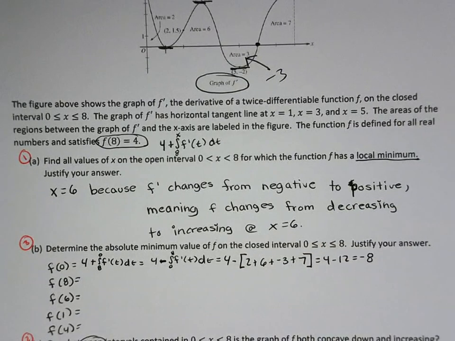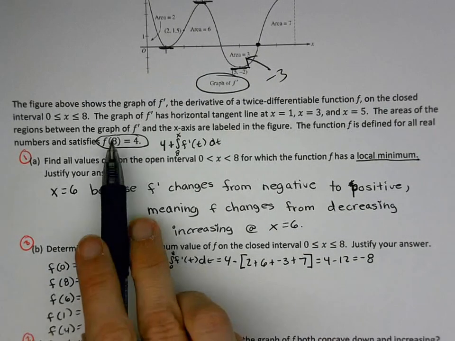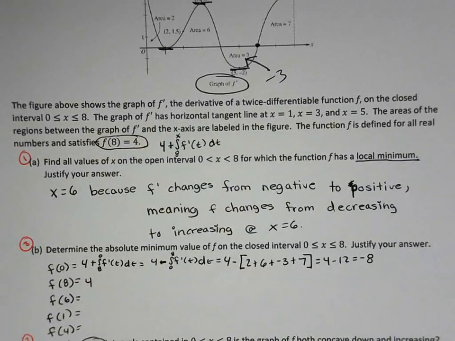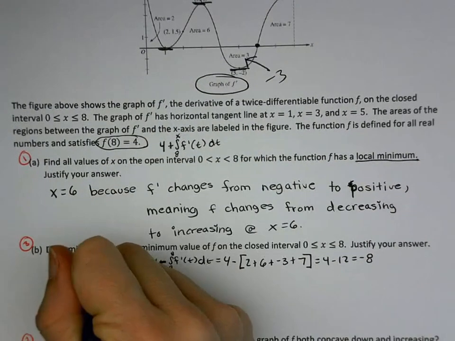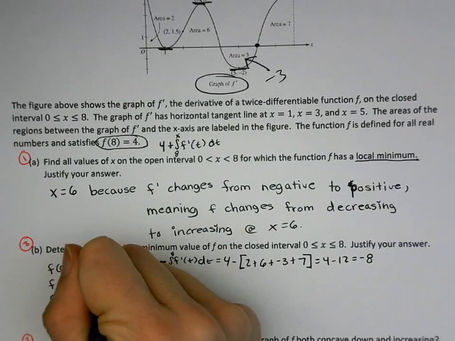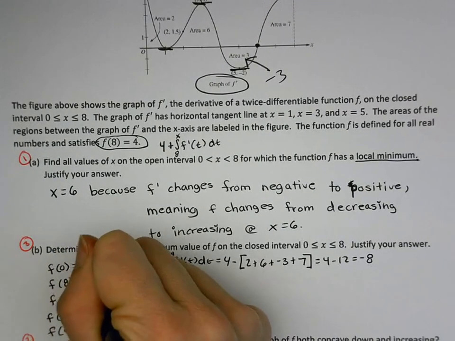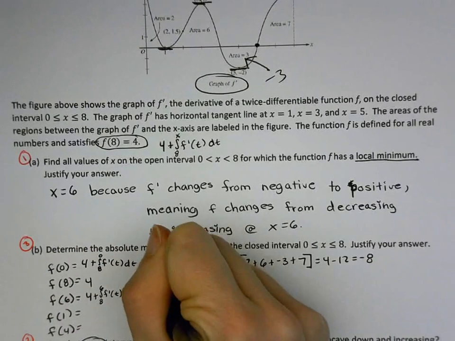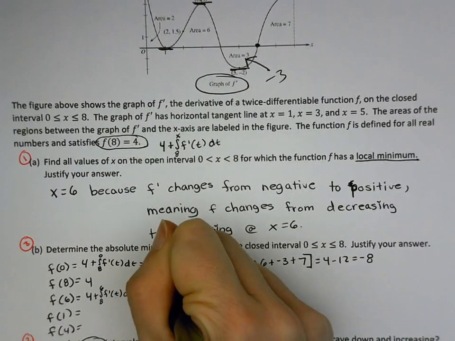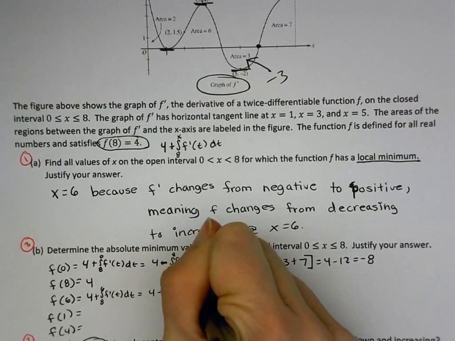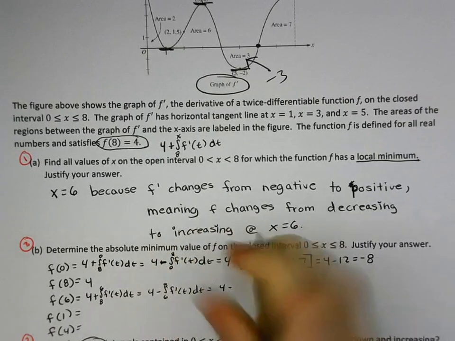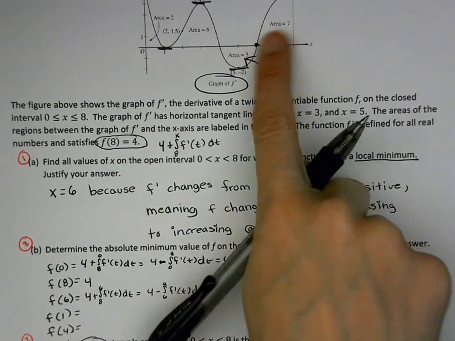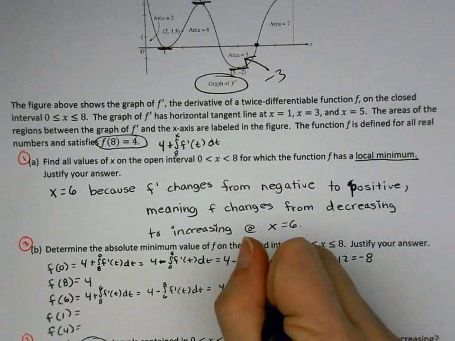Okay, and then you repeat that process, f of 8. Now f of 8 they actually gave us. F of 8 is 4. F of 6 is 4 plus the integral from 8 to 6 of f prime dt. 4 minus, fixing that integral, 6 to 8. That interval there is just this region, 4 minus 7, which is negative 3.